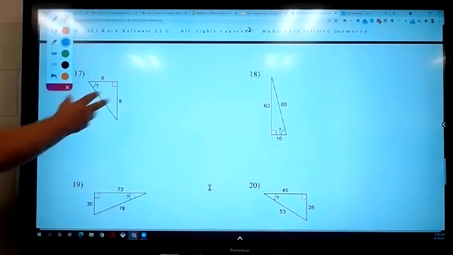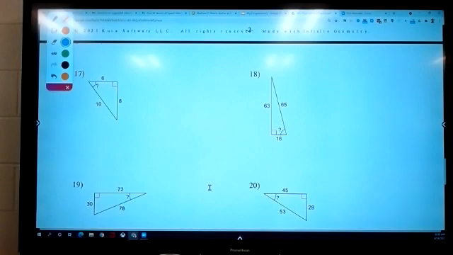Are these problems any different than the ones we just did? No, it's just you have more choices, because what function could I use here?